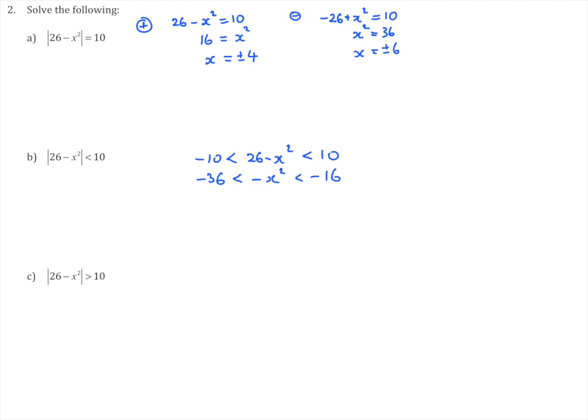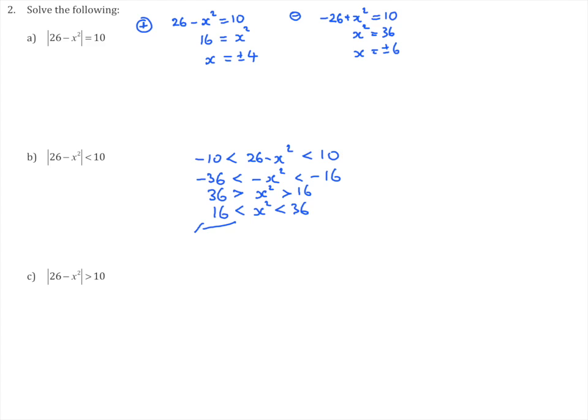Now I'm going to multiply everything by -1. That gives me 36. I have to switch the sign, which means I need to rewrite this as 16. I need to have my arrows pointing to the left when they're combined, so that's a better way to write it. This is where I need to be careful.